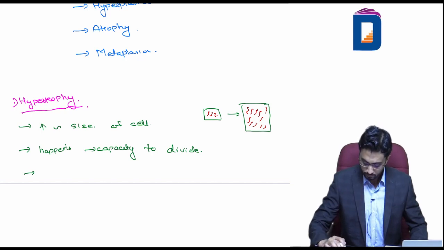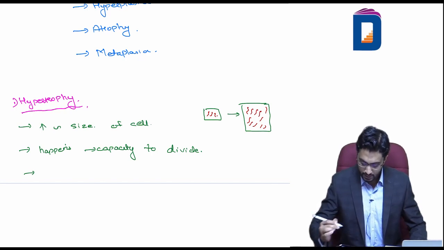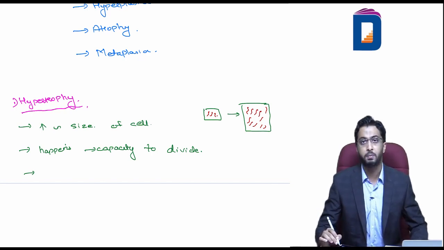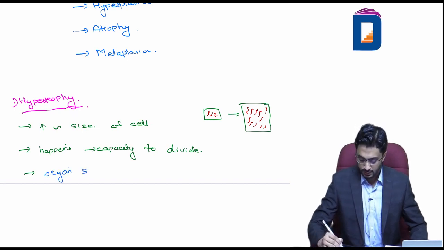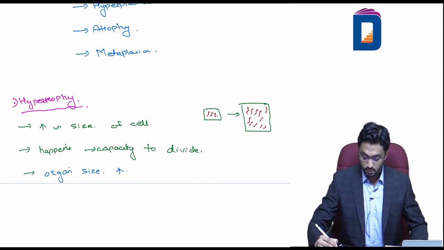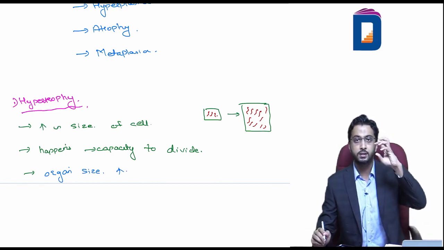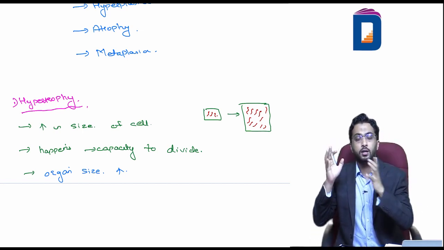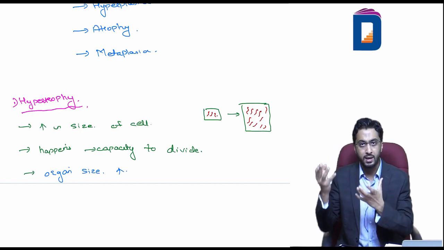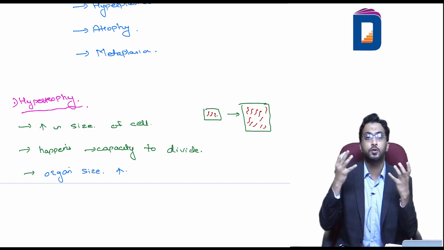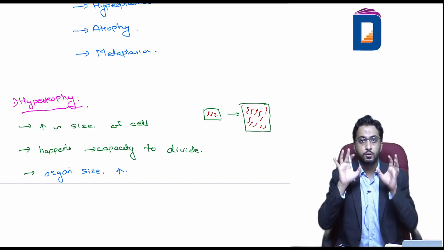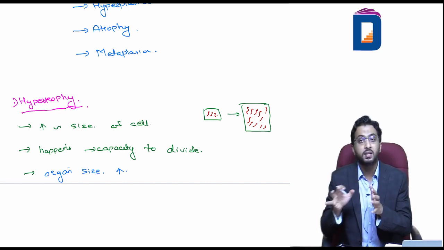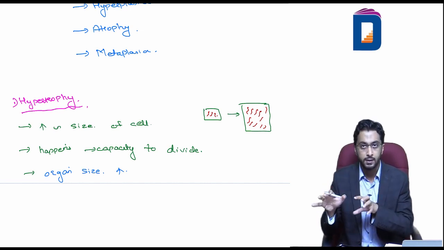Now, one similarity between hypertrophy and hyperplasia is that in both, the organ size increases, whether it's an increase in size of cells or the number of cells. Whether it's the spleen, it causes splenomegaly. Whether it's the breast, it causes an increase in size of the breast. So this is a very common thing between hypertrophy and hyperplasia.